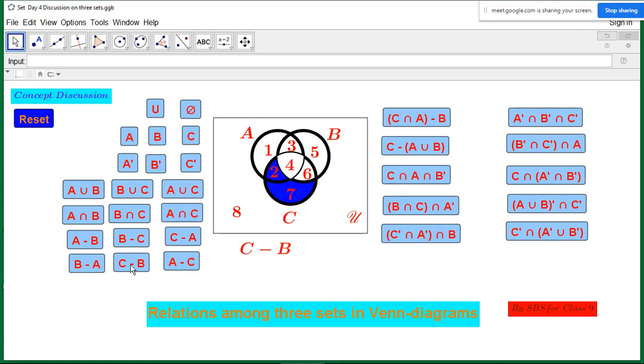Now moving to the relation of three sets, dear students. Let me say it again. C intersection A minus B. Can you write the elements in C intersection A minus B from the Venn diagram in the chat box, dear students? Yes, 2, 4, 2, 2. Everyone please write within 30 seconds.